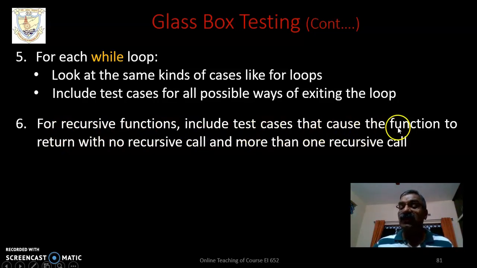Next, last one, sixth one, for recursive functions, include test cases that cause the function to return with no recursive call and more than one recursive call. So what is a recursive function? If a function calls itself, then we call it a recursive function. While testing a recursive function, you include test cases in such a way that the recursive function will not be called even once. So whenever you call a recursive function, it should run only once and it should return back to the program which has called it.